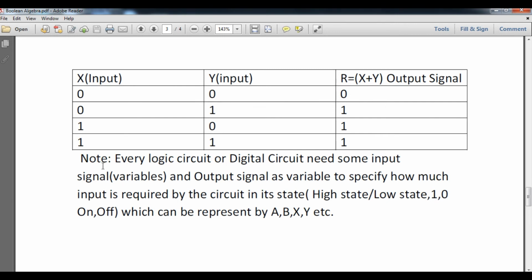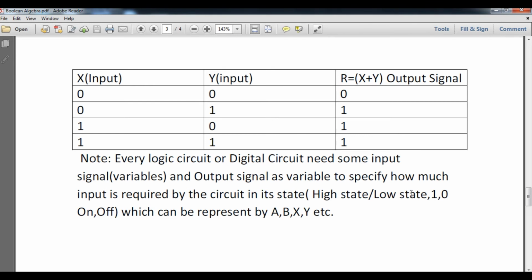Here is one note for you all, students. Every logic circuit or digital circuit needs some input signals, x or y, which can be considered variables, and the output signal is also a variable, to specify how many inputs are required by the circuit and their states.